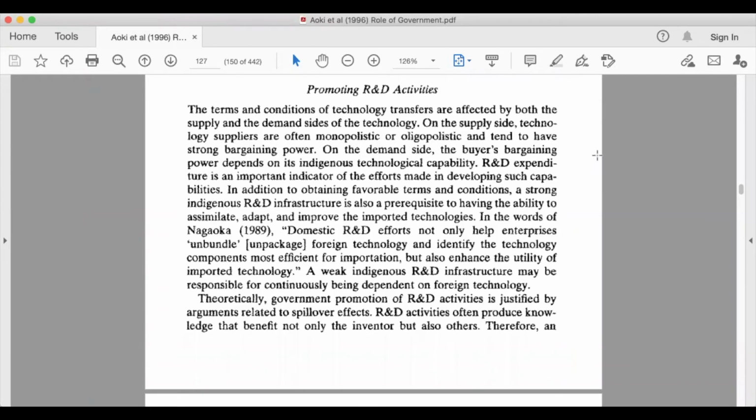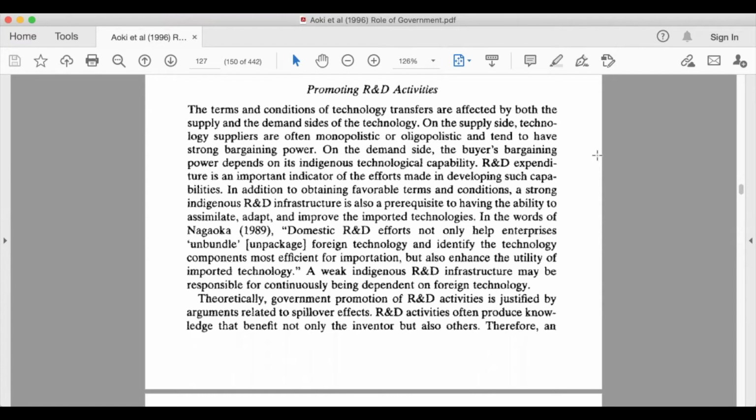So a related issue has to do with R&D activities. What is R&D? R&D stands for research and development. The terms and conditions of technology transfers are affected by both the supply and demand sides of the technology. On the supply side, technology suppliers are often monopolistic or oligopolistic and tend to have strong bargaining power. This is especially true of sophisticated technologies such as petrochemical technologies. On the demand side, the buyer's bargaining power depends on its indigenous technological capability.